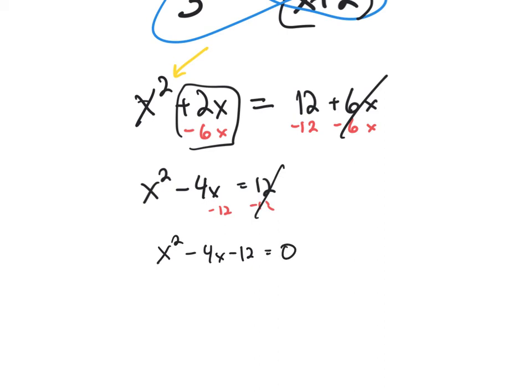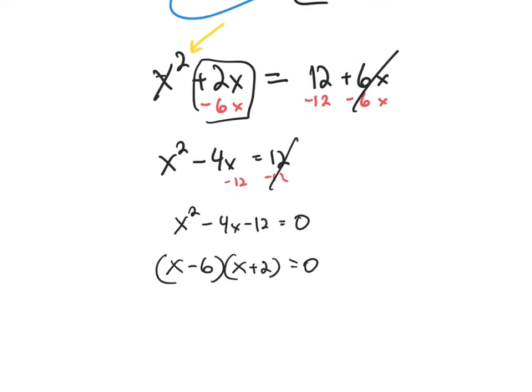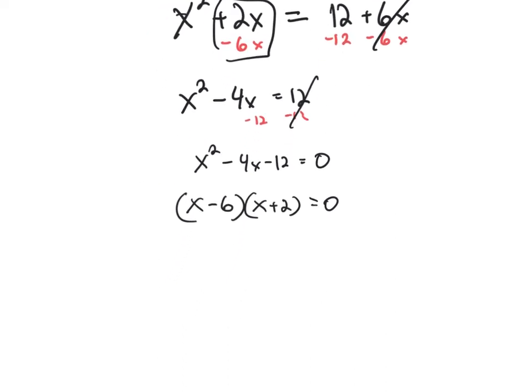That's what we wanted. See if we can factor this down. X squared minus 4x. So let's see, two things that multiply to negative 12 and add to negative 4. How about negative 6 and positive 2? Negative 6 and positive 2. So if this equals 0 or this equals 0, we got our answers. So set them both equal to 0 and solve.